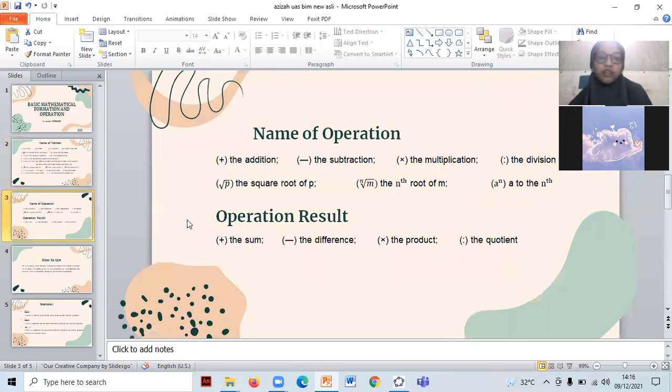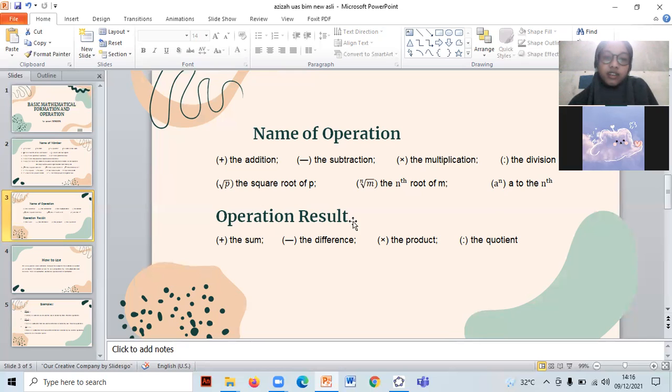Next, name of operation includes the addition, the subtraction, the multiplication, the division, the square root of p because in the square root is p. And then we can read this the n-th root of m because in the n-th root is m. And then a to the n. We can read this a to the n.